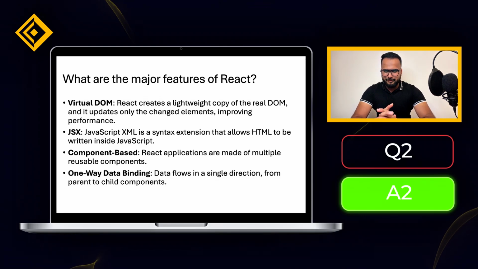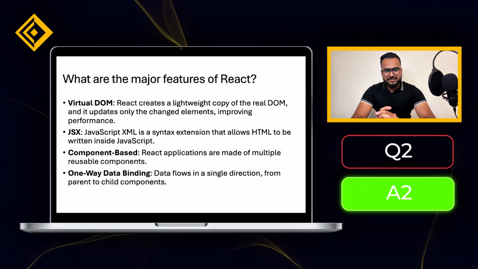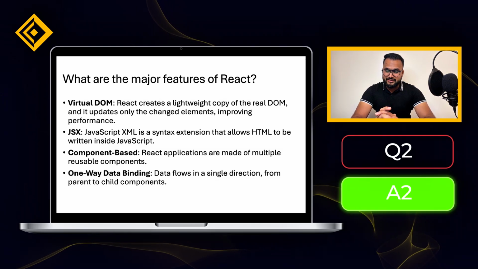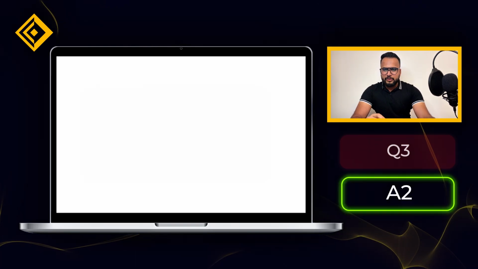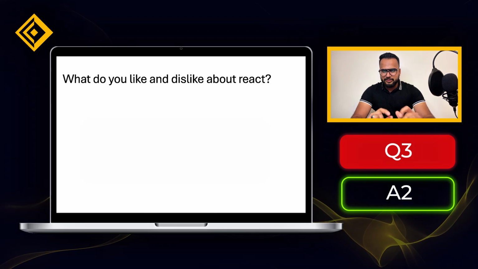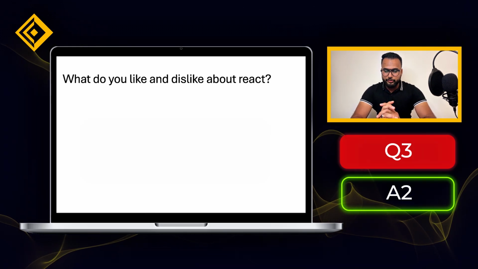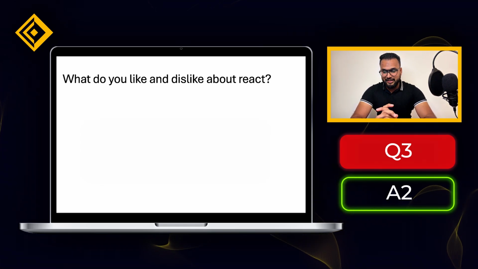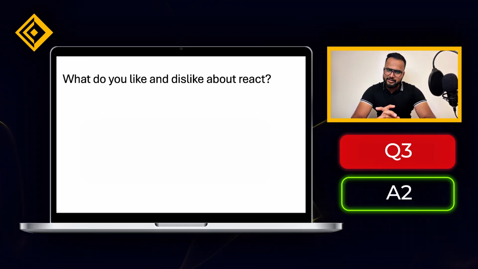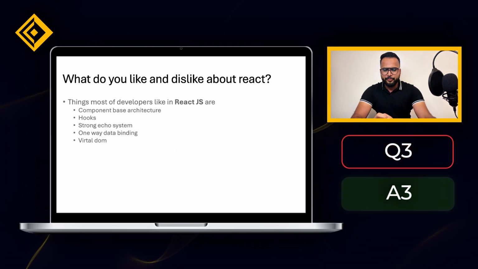Lastly, you can explain that a main feature is one-way data binding. Data flow is in a single direction. You can always pass data from parent to child. As soon as you explain this, most viewers will encounter another question. What is that? That is, what do you like and dislike about React?